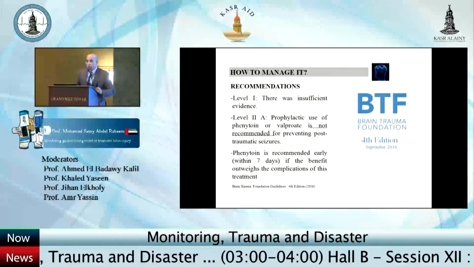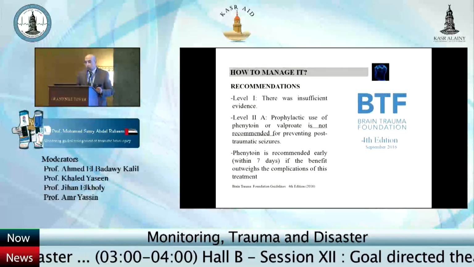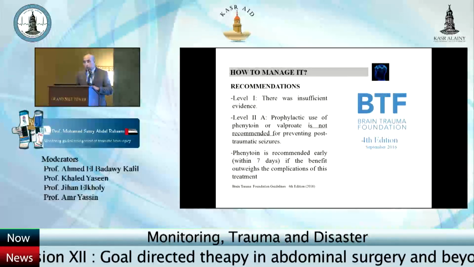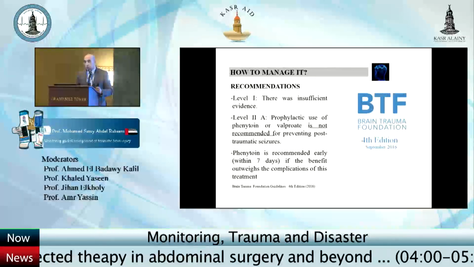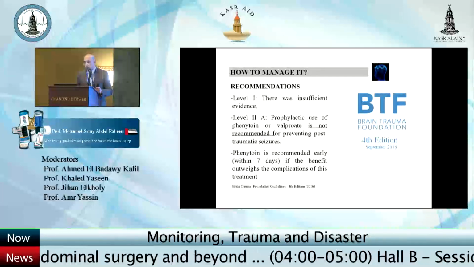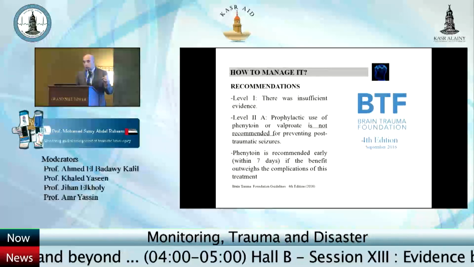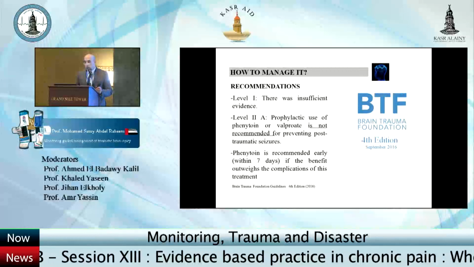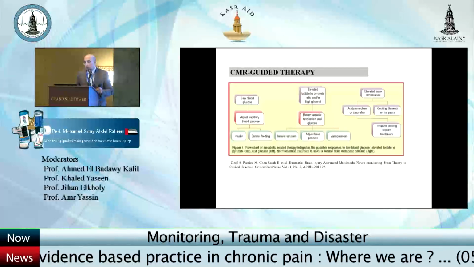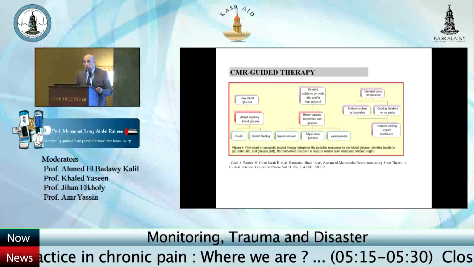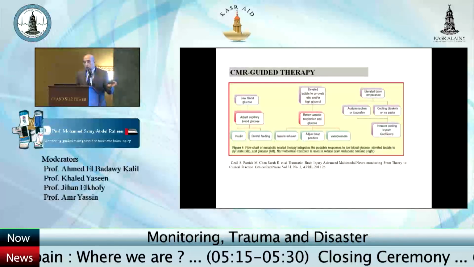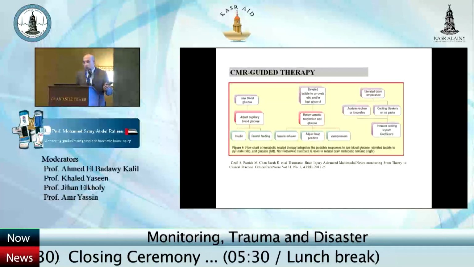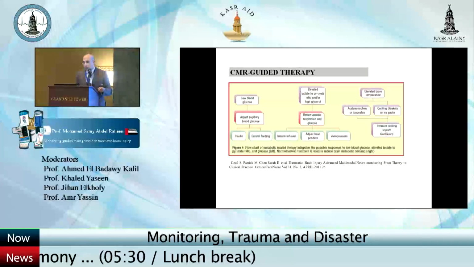The Brain Trauma Foundation guidelines, again, there is no level 1 evidence, but there is level 2A at this time that, like the previous reports, we should not recommend prophylactic use of phenytoin or valproate. However, they put the door a little bit open, saying that phenytoin is recommended early within 7 days if the benefit outweighs the complication of using the anticonvulsant. Again, this cerebral metabolic rate guided therapy algorithm tells us what to do if the low blood glucose is there, or there is elevated lactate pyruvate ratio, or there is elevated brain temperature.